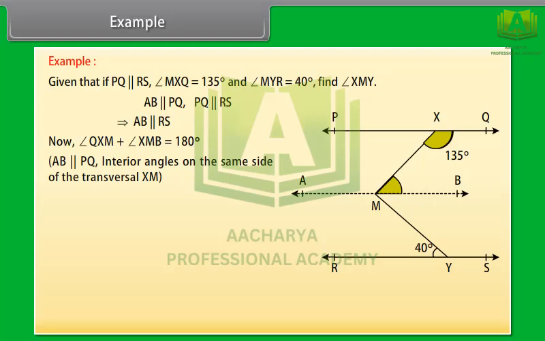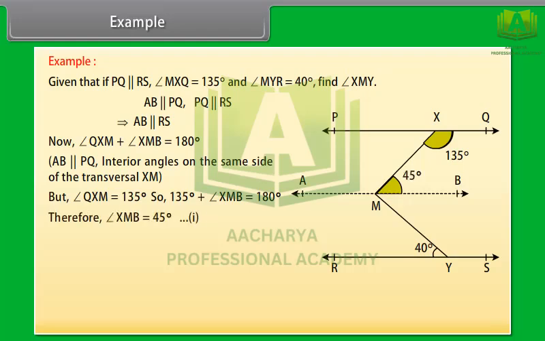AB is parallel to PQ, so these are interior angles on the same side of the transversal XM. But angle QXM is equal to 135 degrees, so 135 degrees plus angle XMB is equal to 180 degrees. Therefore, angle XMB is equal to 45 degrees.